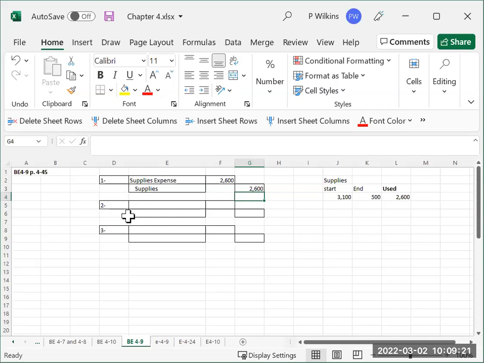Okay, so that's the supplies one. And remember, for the supplies, we're always looking for what was used.